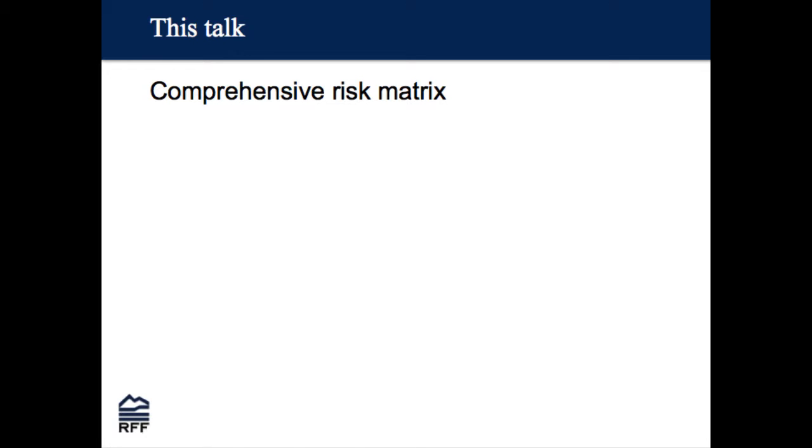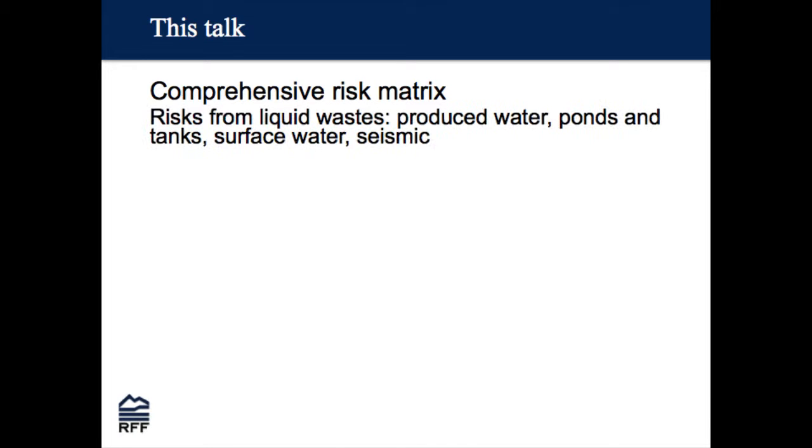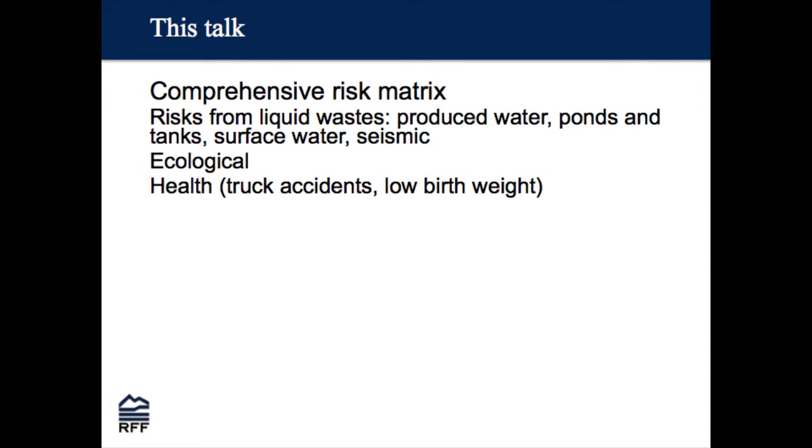So the first thing we did at RFF to try to understand this space is do what I'm calling a risk matrix, and I'll show you that in a moment. I'm going to talk about risks from liquid waste of a variety of steps that you would go through, like a process diagram, and talk about risks at various stages. It's not comprehensive. I'm going to talk about ecological risks. I'm going to talk a little bit about health risks and what you might call quality of life risks, and then talk about an evaluation study that my colleague and I did.